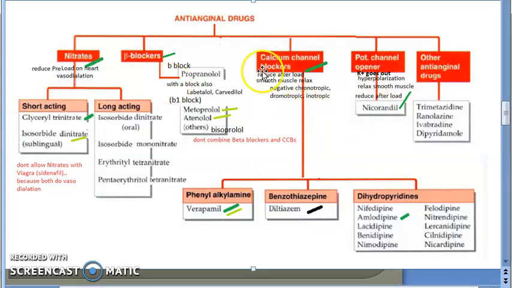However, when it comes to calcium channel blockers, they relax the smooth muscles. So, they reduce afterload. They have negative chronotropic, dromotropic and inotropic effects. So, the calcium channels are blocked. Mainly, this is how it works.